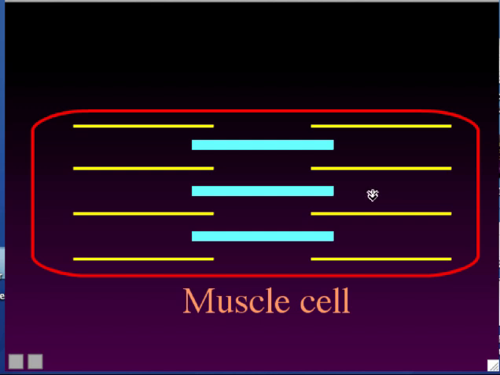Okay, so this red outlined thing here is supposed to be one muscle cell. Inside each muscle cell, the cell is packed with some proteins, two major types of proteins. The protein that I'm showing in blue there is a type of protein called myosin.